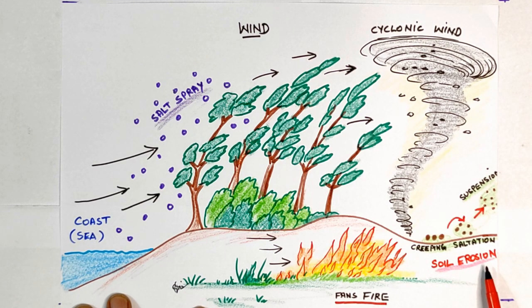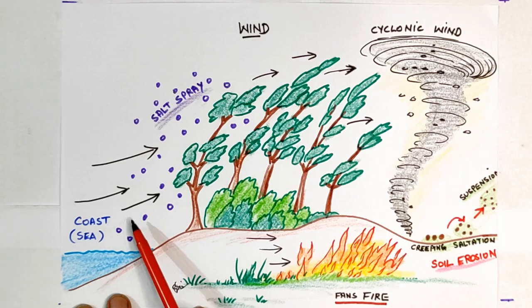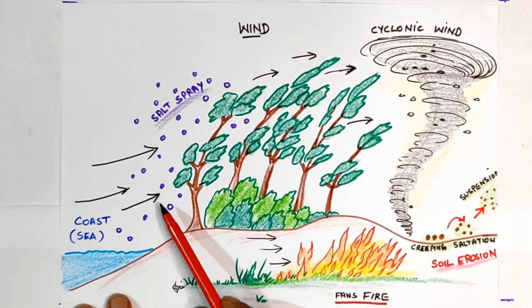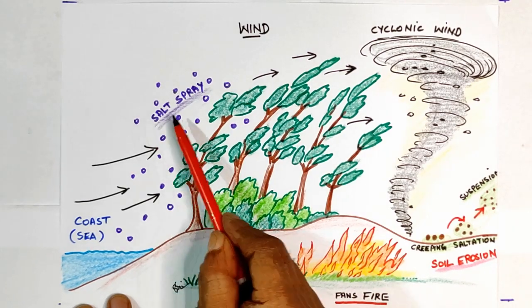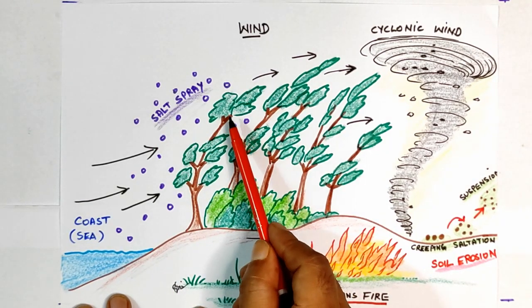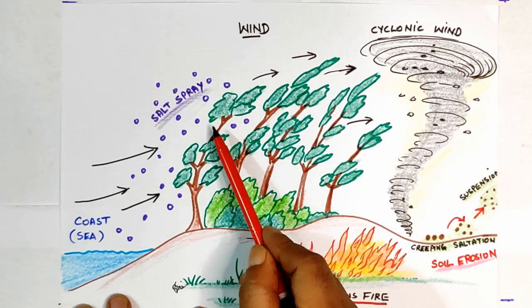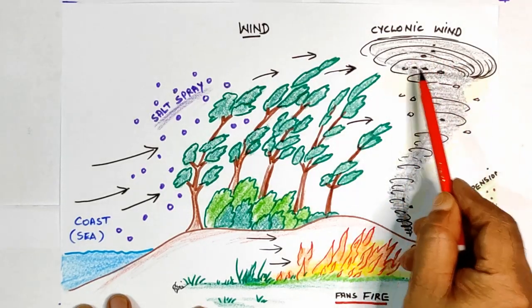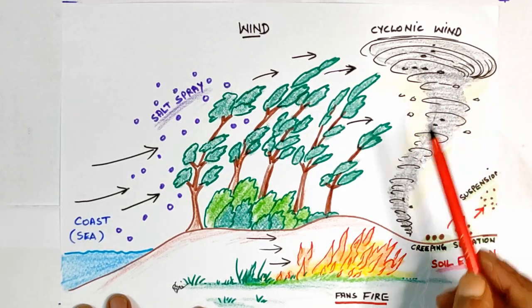When the soil is drying up, the top fertile soil is blown away, deteriorating the soil. In the coastal area, there is salt spray, because coastal areas have a lot of saltiness in the water droplets. That salt spray will come on the leaves, and those trees which are very sensitive will die. So cyclonic winds will be there. They do a lot of damage. You can see. Let's go.